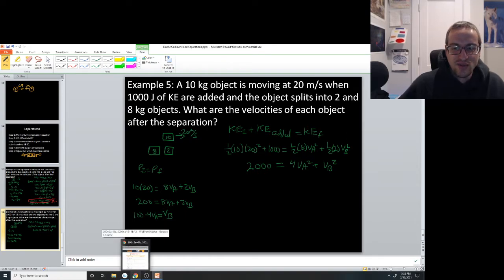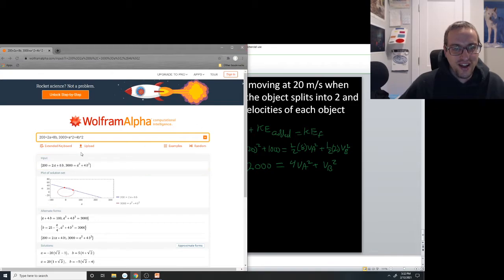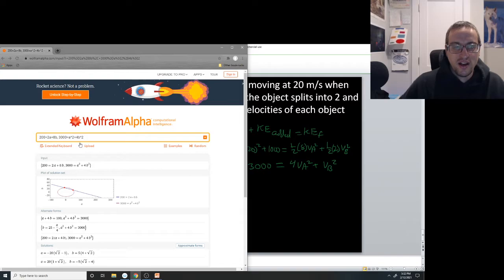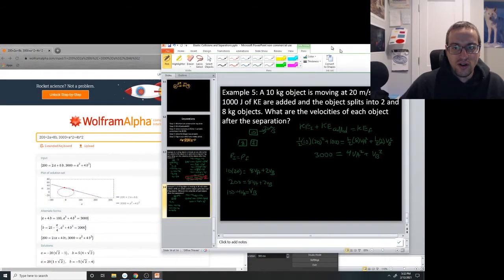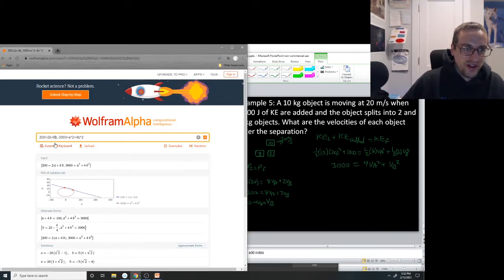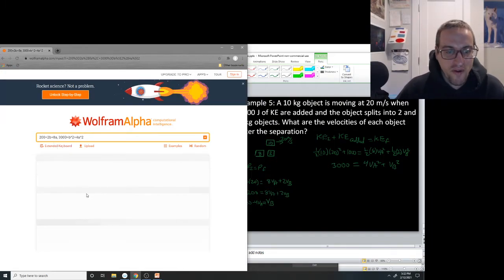So instead, this is a case where you'd want to use Wolfram Alpha, and you can see I already did that right there. Well, I would have if I had done this first part right. That's not 2,000, that's 3,000 now with the added part. I forgot to add the 1,000. But here's the Wolfram Alpha for it. 200 equals 2a plus 8b, that was that first thing, and 3,000 equals a squared plus b squared. I actually flipped a and b in this, so let me change that just so we're not confusing you here. There you go.